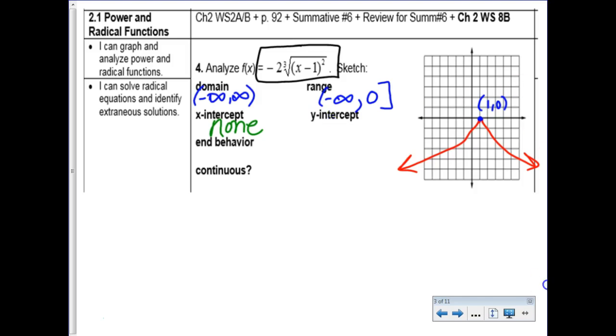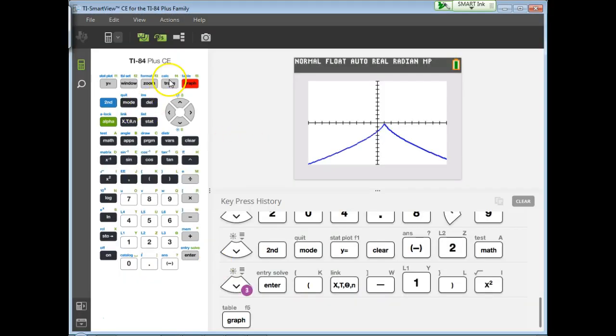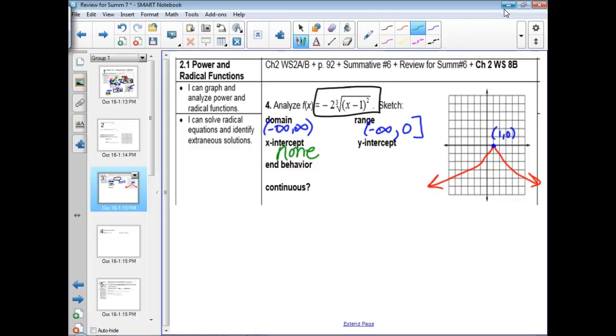Y-intercept. There's a couple ways you could find that. You can find it algebraically, but remember, y'all have it on your calculator, so I would just hit trace, and then it's probably going to pop up. But type x equals 0, and then boom, it's at negative 2. Which I totally didn't make. It was supposed to cross right here. So, sorry.